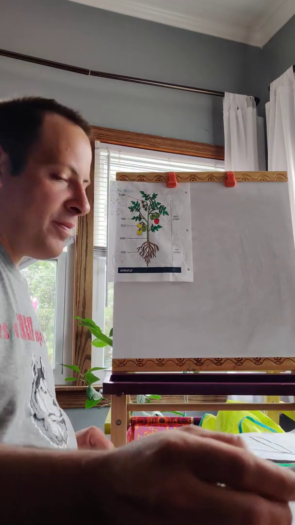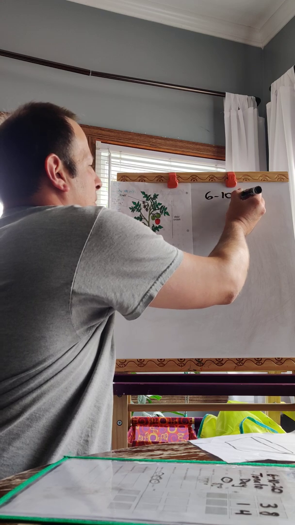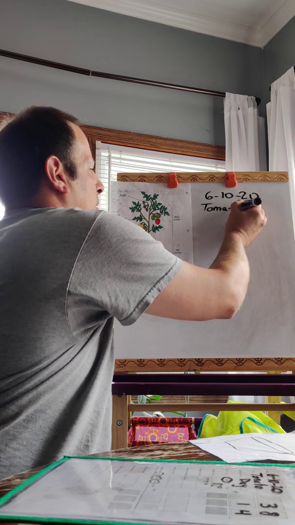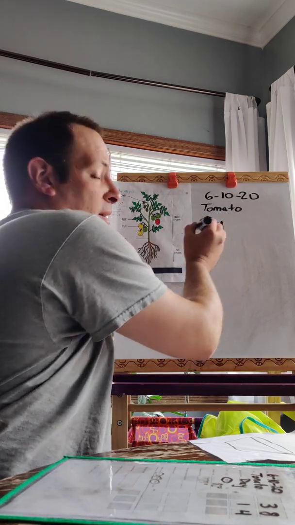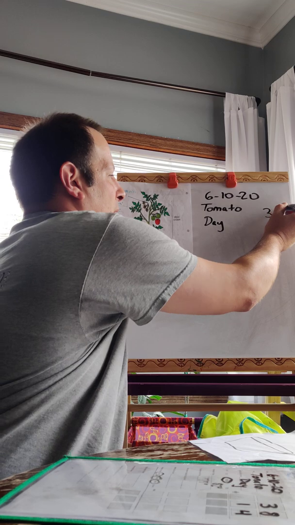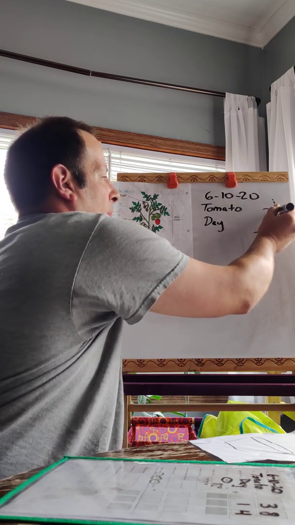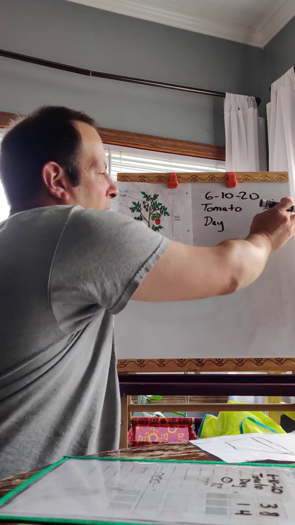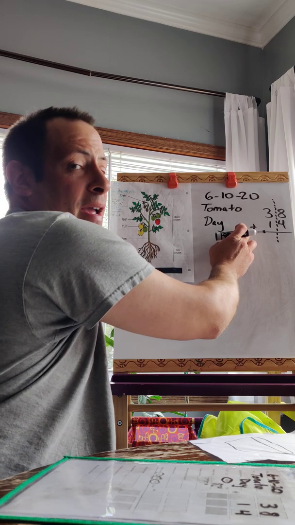Let's get it started. Today's date, 6/10/20. We're talking about tomato. Last time we met was day 38, and that was 14 days ago. So I'm going to do my imaginary line. My first column, I have 8 plus 4. I have 8 tomatoes. I'm going to buy 4 more.